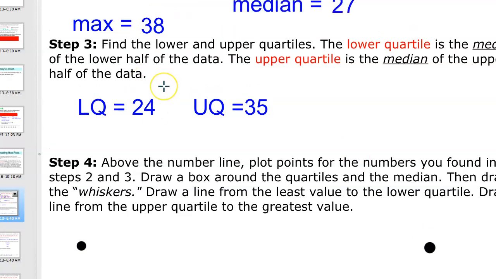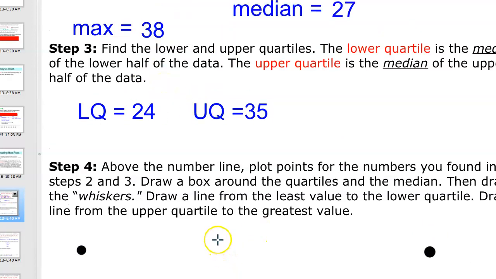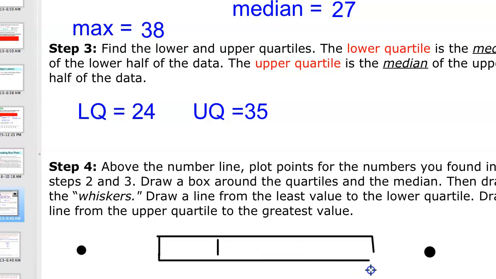Now I draw a line for my median, which is 27. My lower quartile is 24. My upper quartile is 35. So I draw a line for all 3 quartiles. That was a little crooked. And then I'm going to connect them with a box to create my box plot. Let's bring it down a little. Adjust it a little bit.